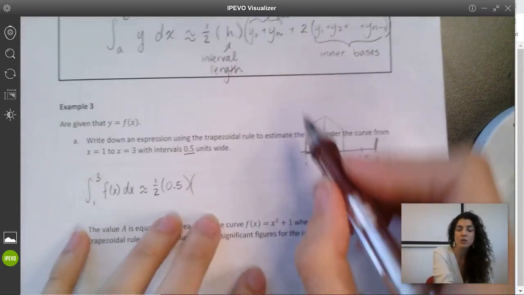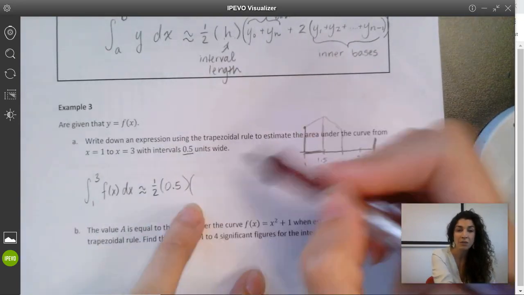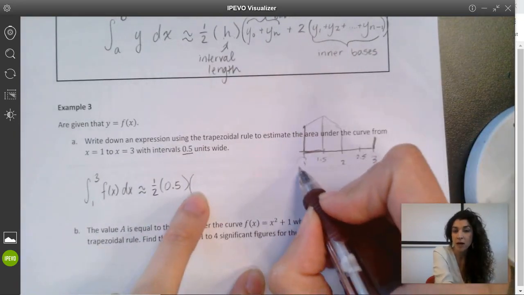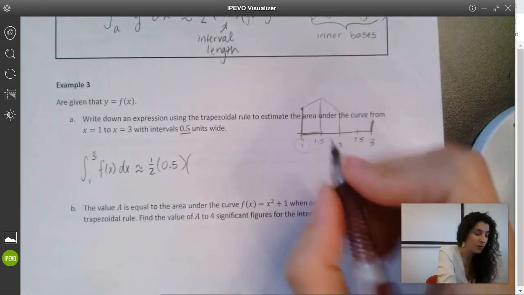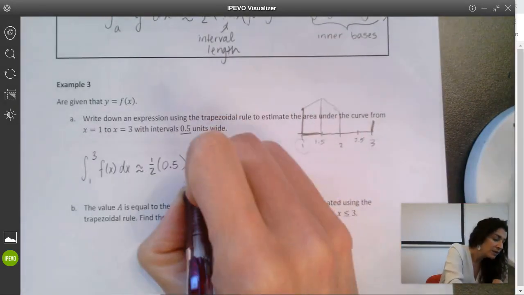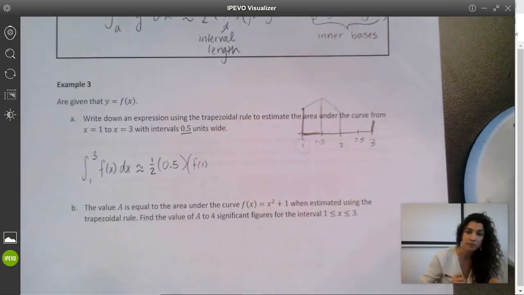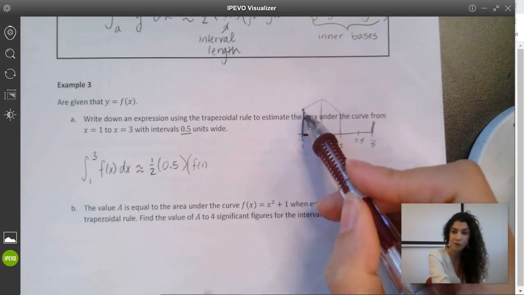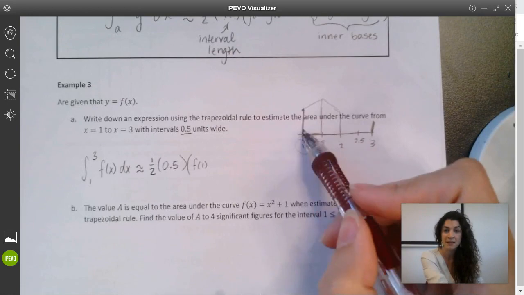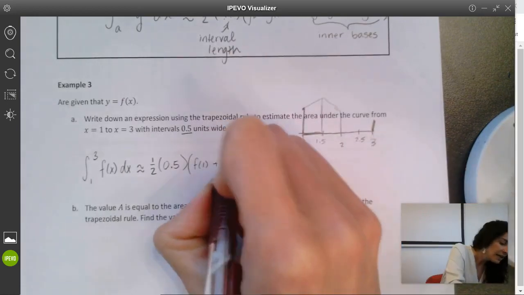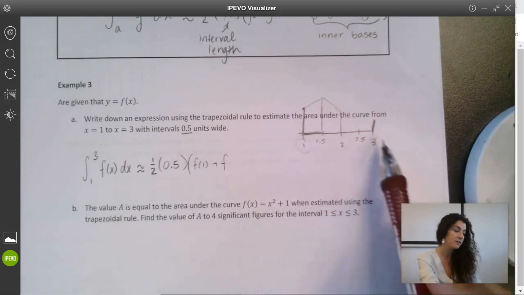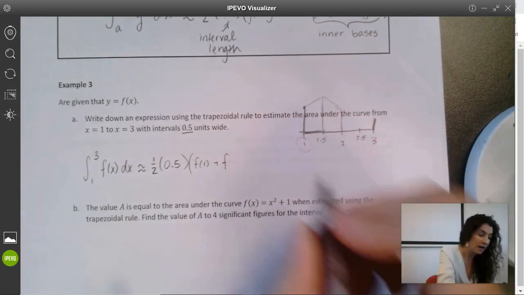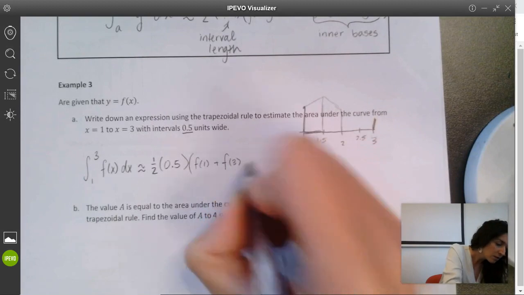So what we would do in order to find that out is we would have to plug in whatever the y value is that's associated with an x value of 1. In other words, if we're talking about f of x, we would need to find f of 1, right? f of 1 would be that y value, and that would be our first base. And then we would need to add in our last base. Well, our last base occurs at an x value of 3. So we would do f of 3.